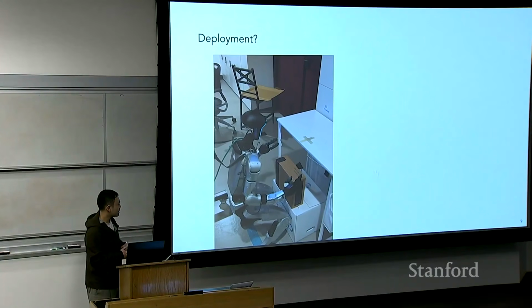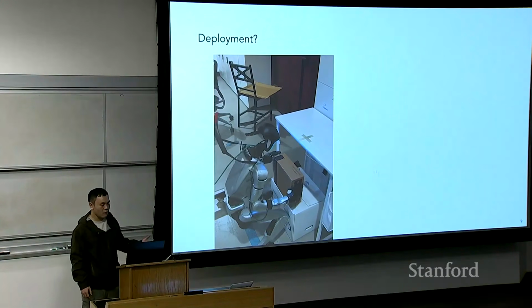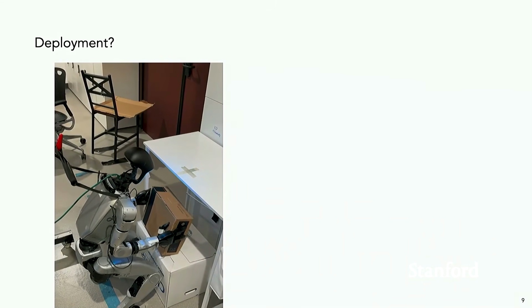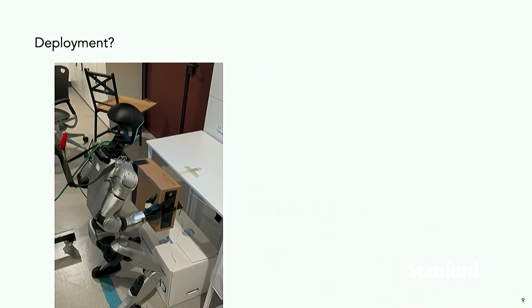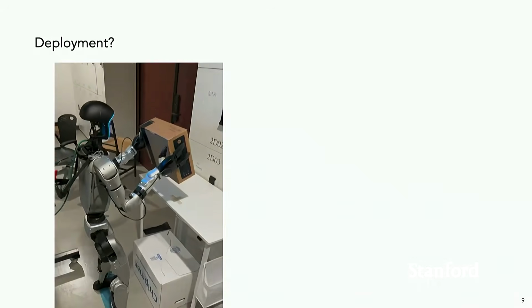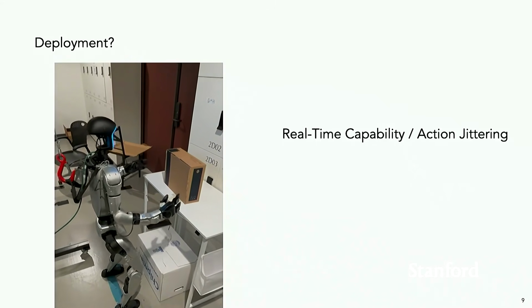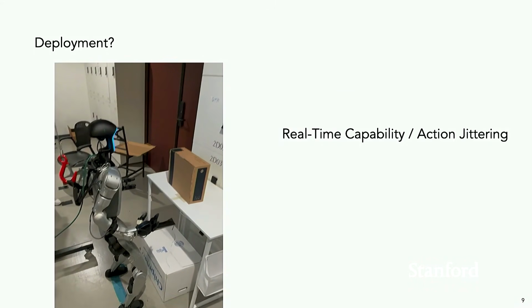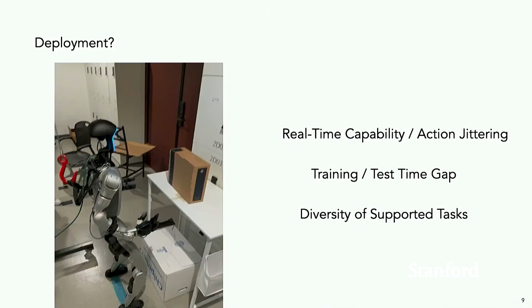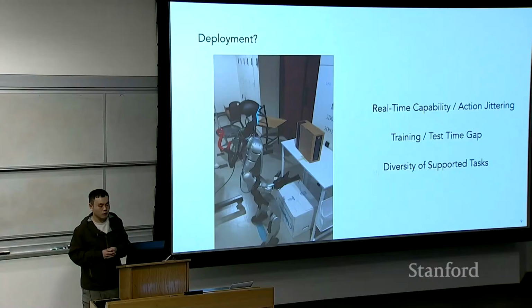And here is an example where we simply deploy a VLA onto a Unitree G1 robot. As you can see from this video, there's always a pause between actions and also action jittering. So that means the real-time capability is still a problem, and also because of the inference delay of the VLA models, this creates a training and test time gap, which will make the deployment harder. And also we try to support diverse real-world tasks when we deploy the VLA model into the real world.